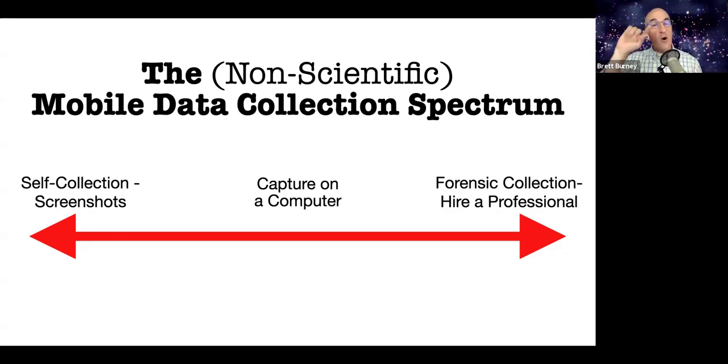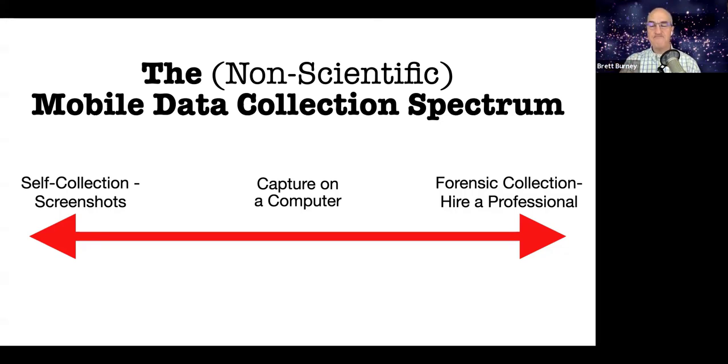Then we're going to go to what I call capture on a computer. That'll make sense in a little bit. And then if you want to go to the very other end of the spectrum here, we have what I typically call the forensic collection, which in this case, it can be easy or hard. It is easy because you're going to hire somebody, but it's going to be hard in the sense it's going to cost a little bit more to do that. But these are the three options that I want to discuss today.